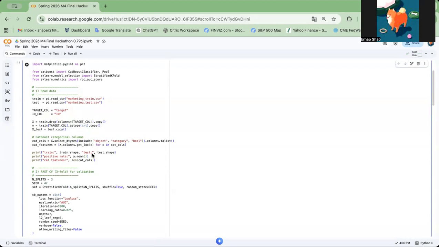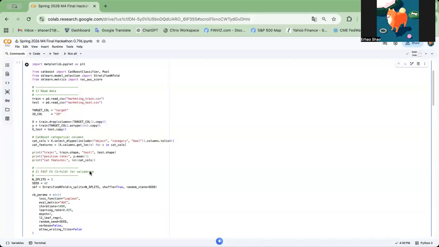So this provides several advantages: native handling of categorical variables, no one-hot encoding needed, better handling of complex nonlinear relationships, strong regularization to reduce overfitting, and high performance on tabular datasets. Because the dataset contains categorical features, CatBoost was particularly appropriate.